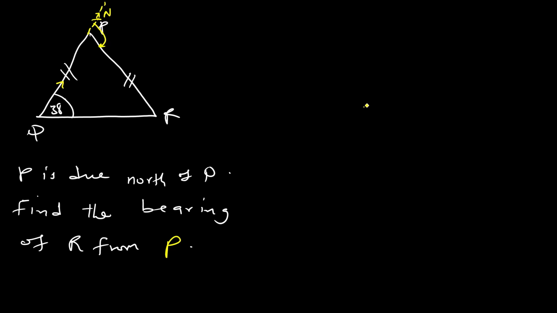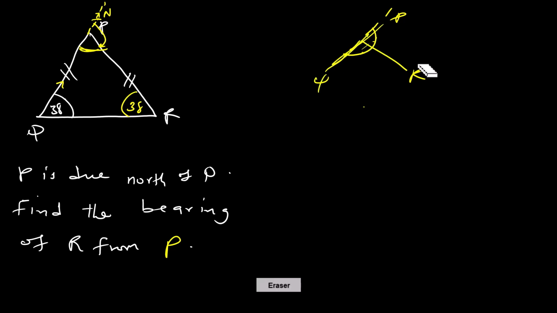Remember, line PR and line QP are equal. Therefore, this side is 38. So we can use the information to solve for this side. And don't forget, this side is angle on a straight line. So this is R, this is P, this is line Q. So we can find this side once we know this side.